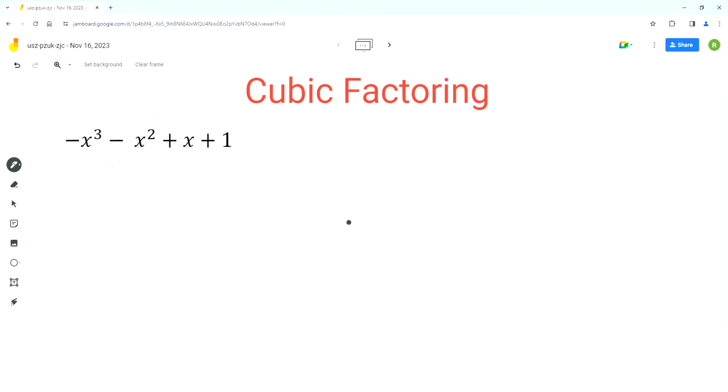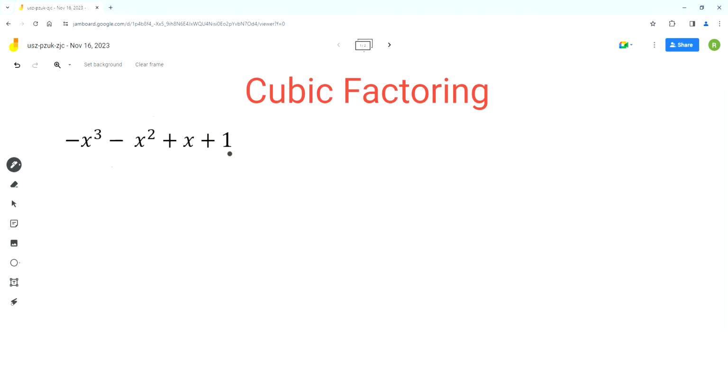Hello everyone. In today's video, we will factor this cubic expression. Now this is a cubic expression because the highest power on the x is 3. Now there are 4 terms in this cubic expression. There's negative x cubed, negative x squared, plus x and plus 1.